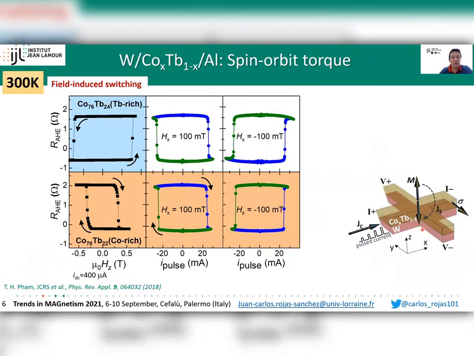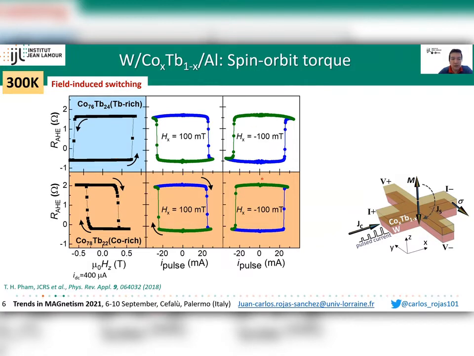Let me show you one example of the spin-orbit torque with a ferrimagnetic material here. We exploit the spin Hall effect of tungsten in this three-layer structure. On the left, we have the field-induced switching, that is, classical or standard magnetization manipulation with a perpendicular field. In the top case, the sample is terbium rich. In the bottom, the sample is cobalt rich. In a ferrimagnetic material, we have two antiferromagnetically coupled magnetic lattices. And something that we observe here is the opposite switching polarity.